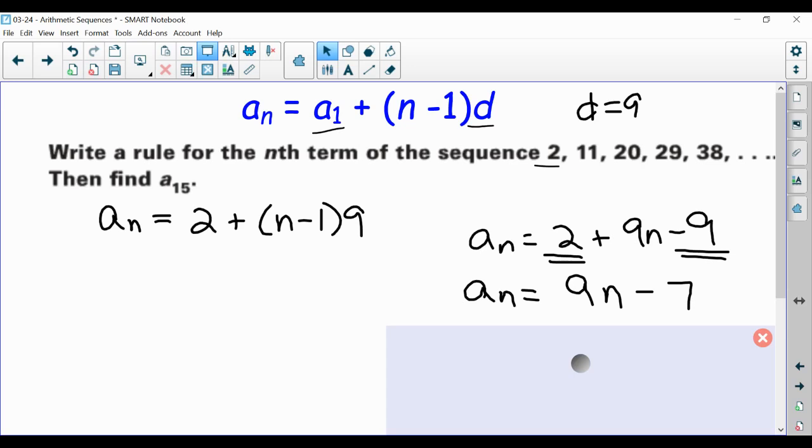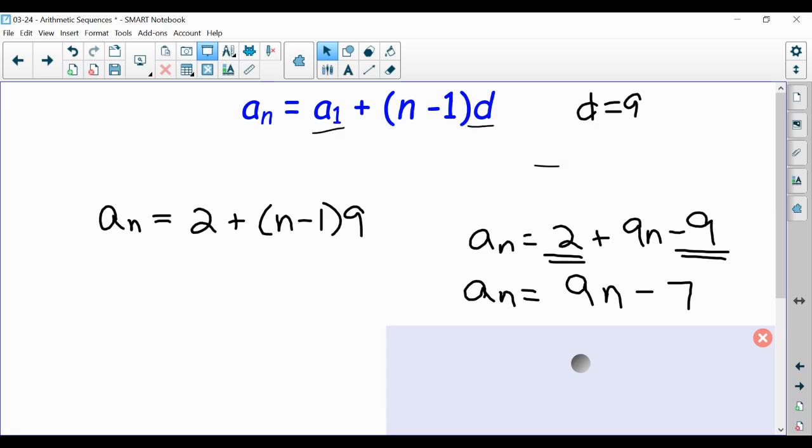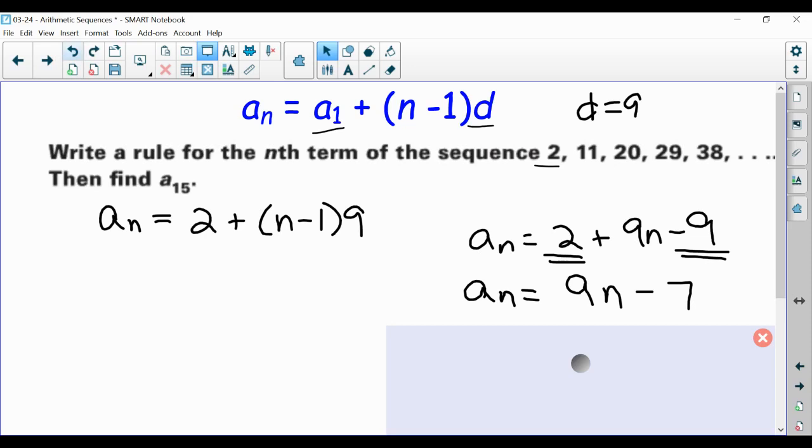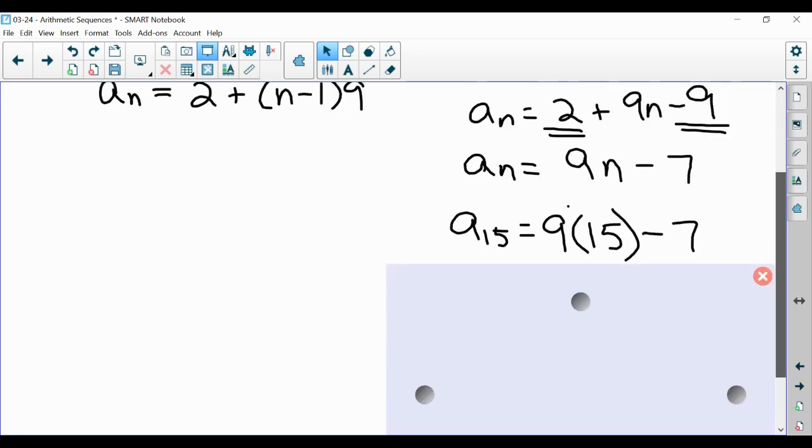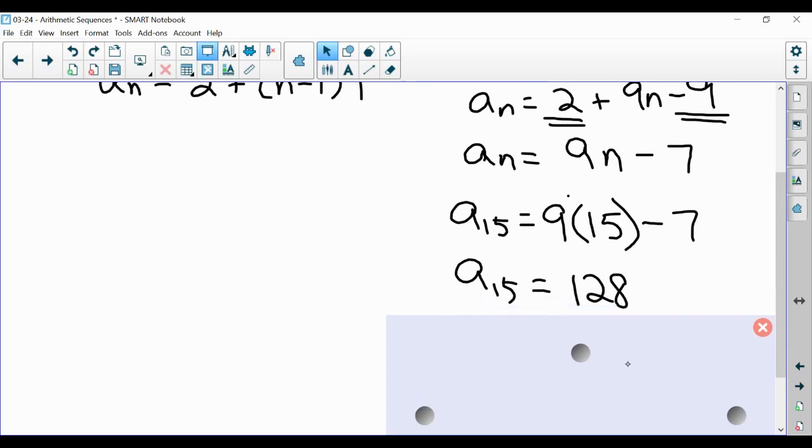Well, this is asking us to find the 15th term, right? So if I want the 15th term, I'm going to substitute in a 15 for n. So that's going to look like this. So a sub 15 equals 9 times 15 minus 7. And that comes out to be 128. So what this means is that if I were to extend this sequence out to the 15th place, 128 would be there. That would be the term that sits in the 15th spot.